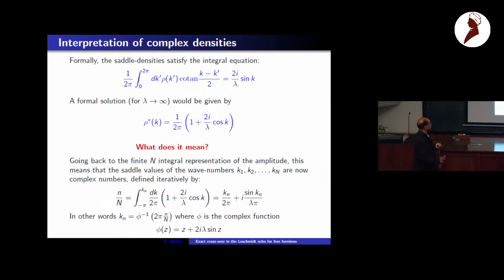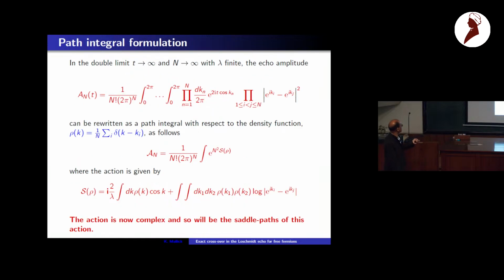If I use the same solution, which is an easy solution for lambda going to infinity, I just put the i where it was not, and I get a complex distribution of momenta. So what does it mean to have a complex density or complex profile? Well, if we go back to the finite N formula, it means that the k_n now are going to wander into the complex plane. They are not going to be only between minus pi and pi, or 0 and 2 pi. We'll have complex saddle points of this integral.